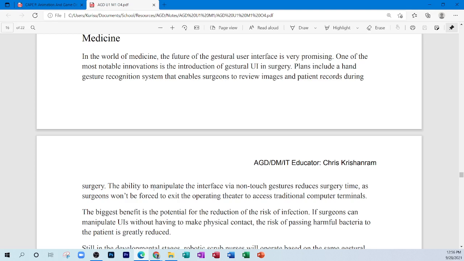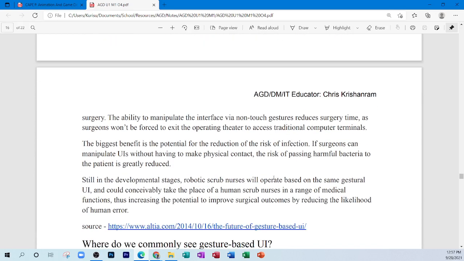In the world of medicine, the feature of the gestural user interface is very promising. One of the most notable innovations is the introduction of gestural UI in surgery. Plans include a hand gesture recognition system that enables surgeons to review images and patient records during surgery. The ability to manipulate the interface via non-touch gestures reduces surgery time, as surgeons won't be forced to exit the operating theater to access traditional computer terminals.